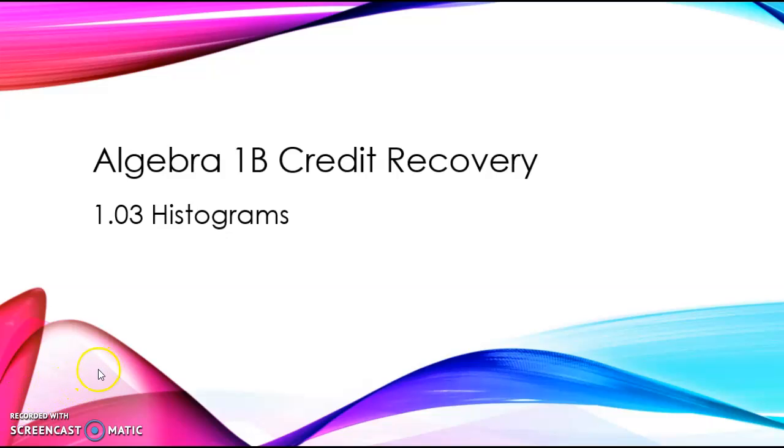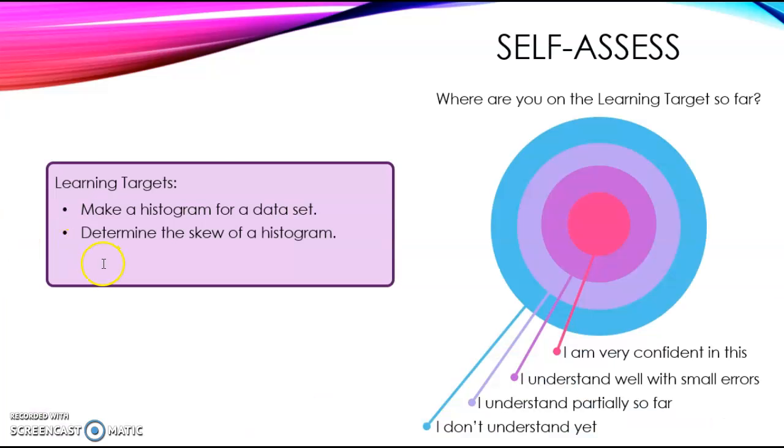Students, this is your Algebra 1B credit recovery teacher, and I'm going to be doing a video on histograms, which is section 1.03 of your course. The learning targets we're going to cover today are making a histogram from a data set and also determining the skew of a histogram. At this time, I'll have you assess yourself on where you fall for the learning target. And we'll do this again at the end of class.